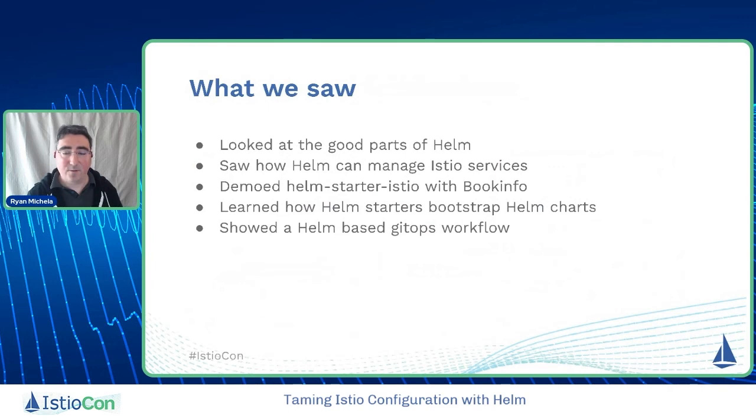So let's end this talk by reviewing what we learned. We looked at the good parts of Helm, particularly its templating powers. We saw how Helm can abstract Istio complexity behind a domain-specific language. We used that domain-specific language to simplify the book info demo, including mutual TLS and egress policies. We then learned how Helm Starters can help accelerate Helm adoption by introducing the Helm Starter Istio. And finally, you saw how Helm fits into a larger GitOps workflow for managing Istio services with Spinnaker.